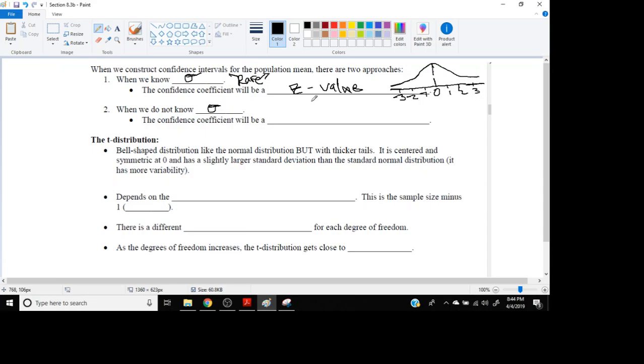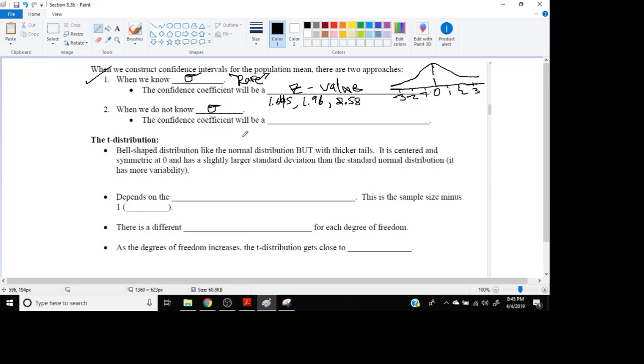So everything that we knew before, for instance, when we did a 90% confidence interval, we use z equals 1.645. When we did a 95% confidence interval, we had 1.96, and then a 99% confidence interval, we had 2.58 as our confidence coefficient. That's basically dependent on what percentage in the middle of our normal distribution we want to be confident in. That is what we're going to use for our confidence intervals for our population mean when we know sigma. This is case 1.